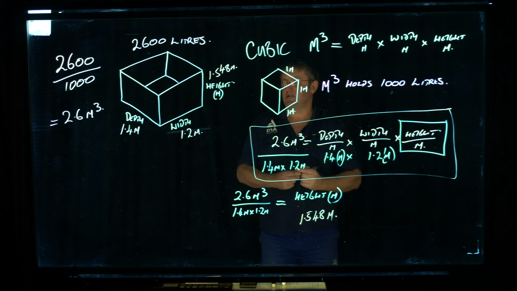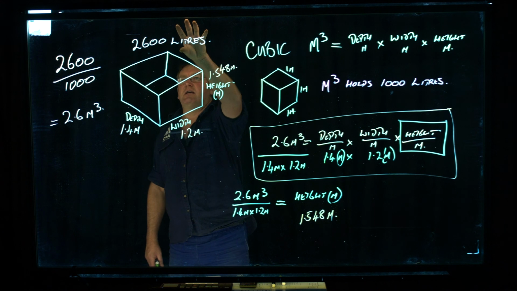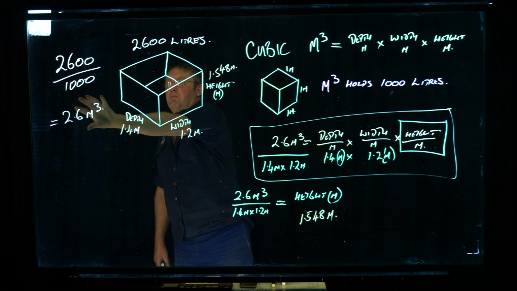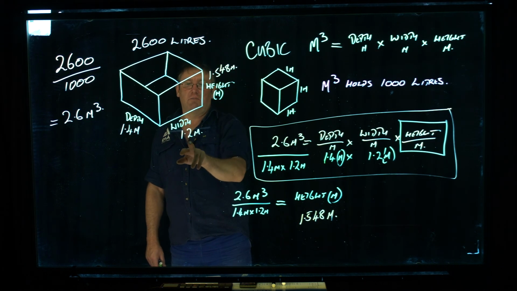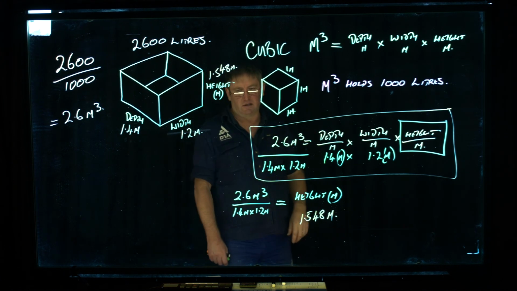So a wee bit of transposition of formula, but that's how you would work out a tank that's giving you the literage: convert it back to cubic metres, divide it by the width, divide it by the depth, that will give you the height. Leave it there, thank you.